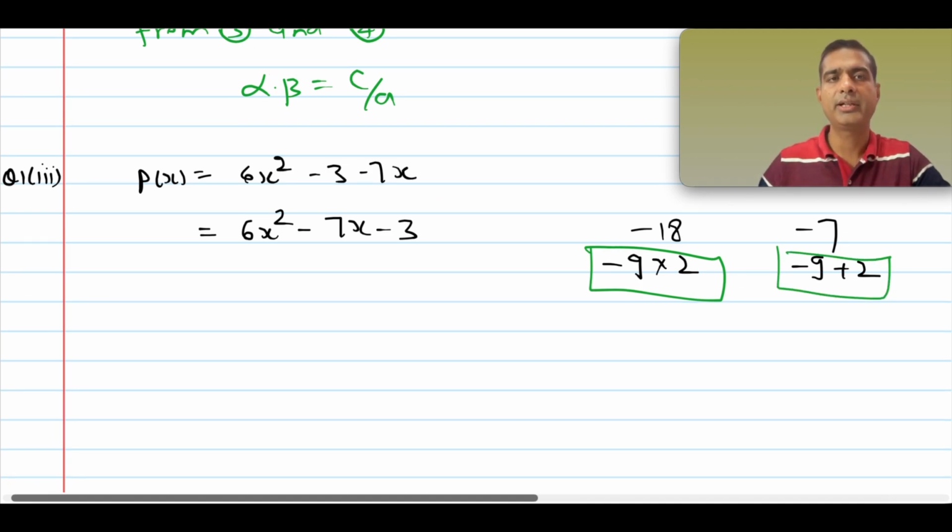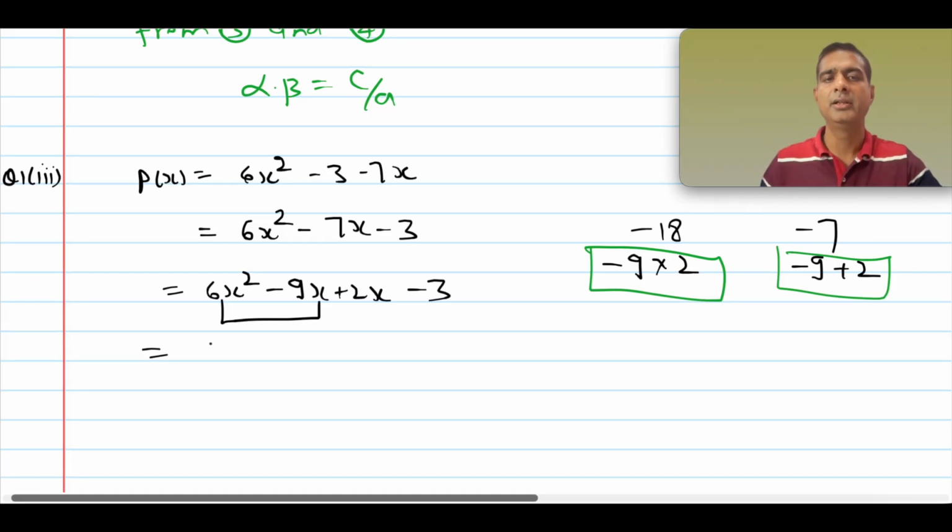So now we can break negative 7x as negative 9x plus 2x. So we can write it 6x square minus 9x plus 2x minus 3. Now what is common between these two? In between these two terms, we can see 3 is common between 6 and 9. So I can write 3, and x is common between x square and x. So we took 3x common. So what is left? 2x minus 3.